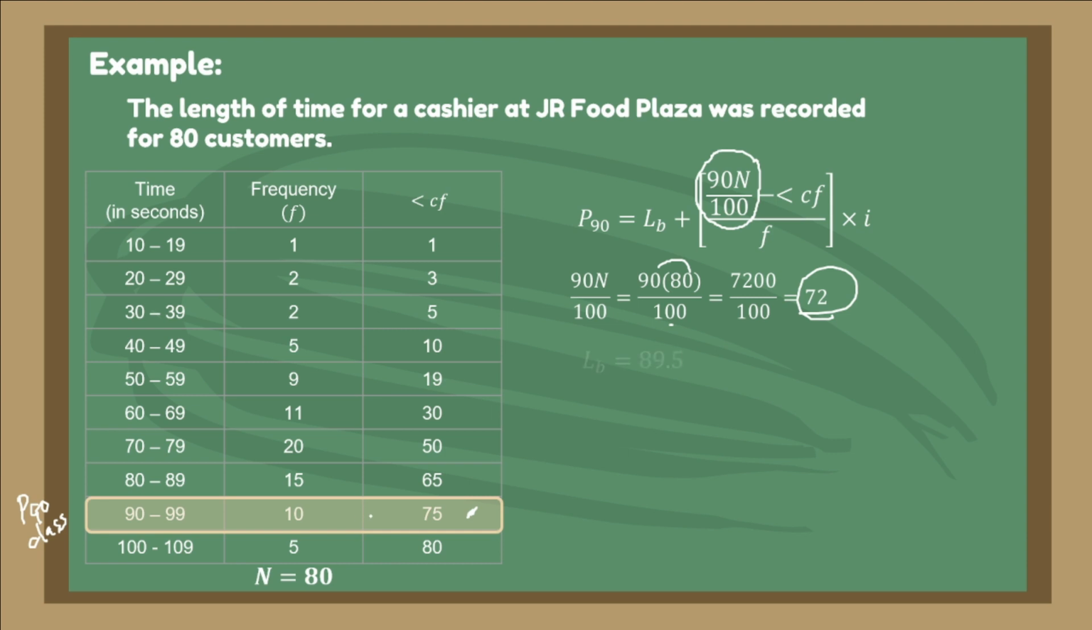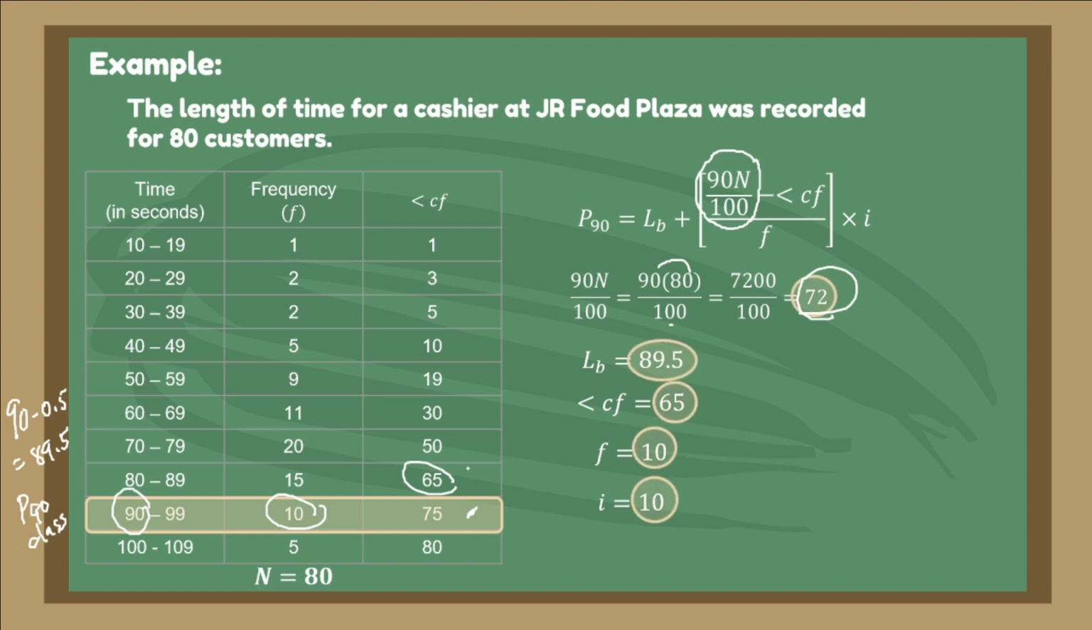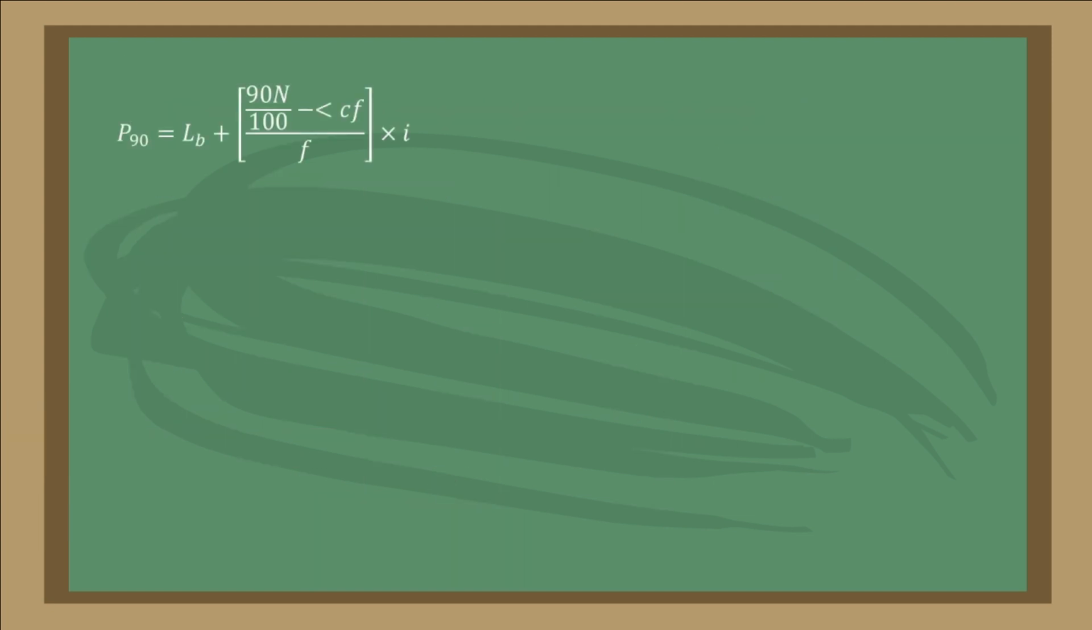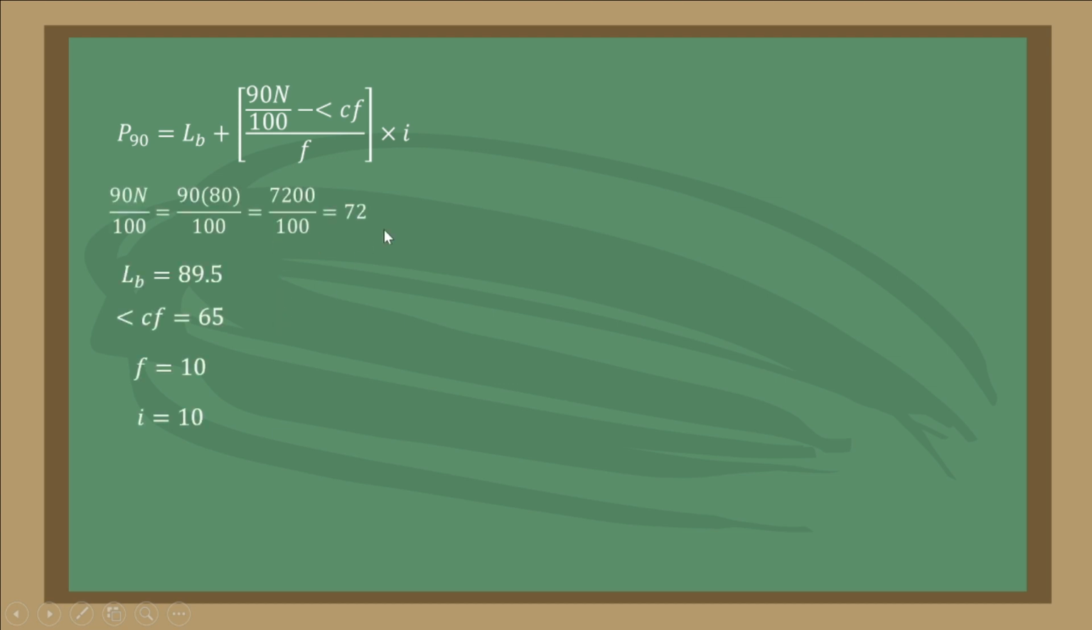Okay, let us now get the lower class boundary. We have 89.5, which came from 90 minus 0.5. Next is less than cumulative frequency, which is 65, so we will get this one. The next is the frequency, so this is our frequency. And the class interval is 10, according to our class interval. So these values we will use in our formula. This is the formula for P90, and these are the values that we need to substitute to the formula.